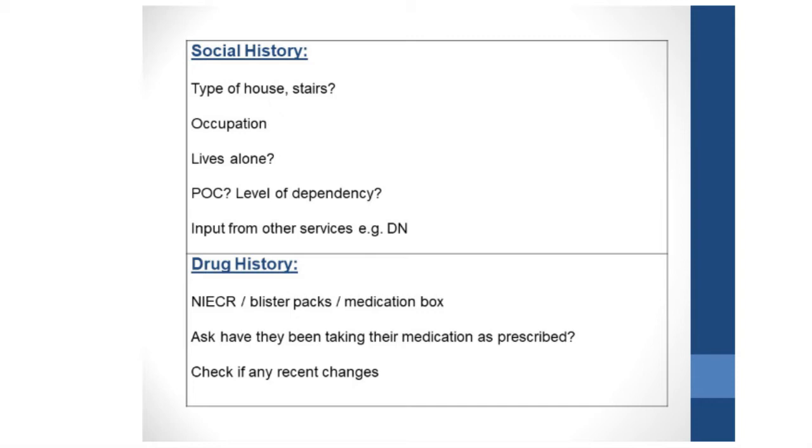So what you want to know is what type of house do they have? Do they have stairs? Is the bedroom, the bathroom, the toilet upstairs or downstairs? Are they still working, and if so, what's their occupation? Do they live alone? Do they have a current package of care, and what is it? And what's their level of dependency?